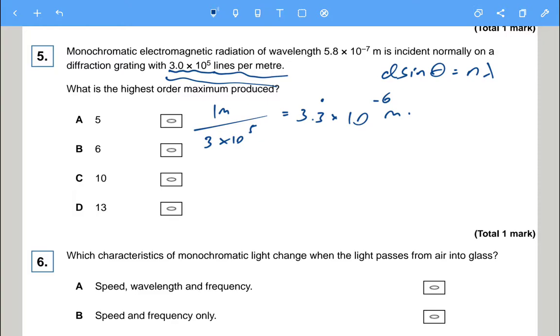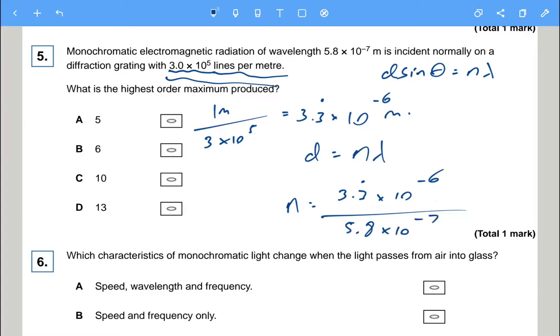So then we just get d sine theta equals n lambda, so d sine of 90 is 1, so we're just left with d equals n lambda. We've got d, we've got the wavelength, we can rearrange to find n. So n is equal to d over the wavelength. So d we just calculated, 3.3 recurring times 10 to the minus 6, divided by the wavelength, which is given in the question, 5.8 times 10 to the minus 7. If you calculate that, this gives us 5.747, so just say 5.7.